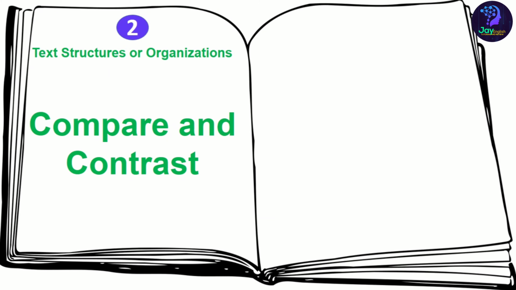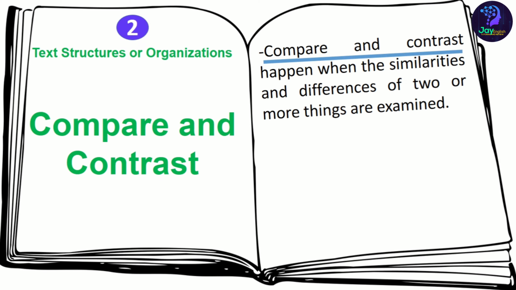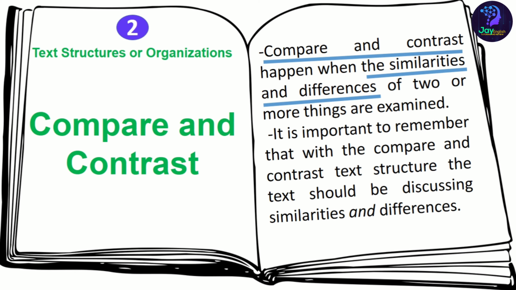Let's move now to the second text structure, which is the compare and contrast. Compare and contrast happen when the similarities and differences of two or more things are examined. It is important to remember that with a compare and contrast text structure, the text should be discussing similarities and differences. If the text only discusses similarities, it is only comparing. Please take note. Likewise, if it only discusses ways that the things are different, it is only contrasting. So, the text must do both to be considered compare and contrast.